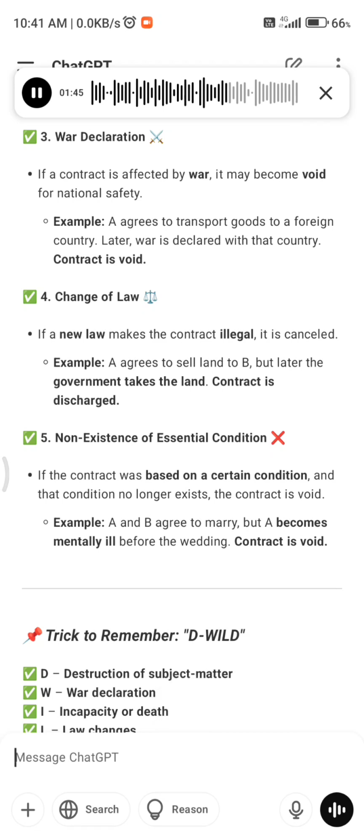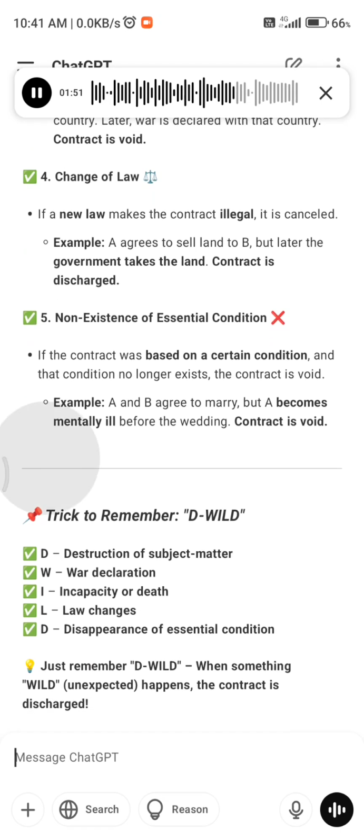Example: A agrees to transport goods to a foreign country. Later, war is declared with that country. Contract is void. 4. Change of law. If a new law makes the contract illegal, it is cancelled. Example: A agrees to sell land to B, but later the government takes the land. Contract is discharged.